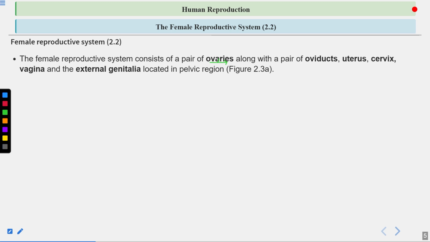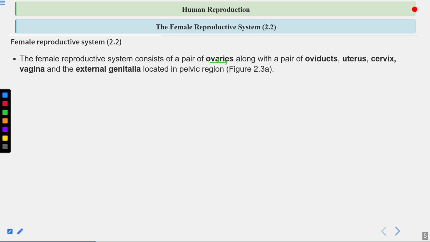Within the ovaries, the eggs are produced, or you can say the ovum is produced, by the process known as oogenesis. And hormones are also synthesized. These are known as ovarian hormones, because they are secreted by the ovaries. They are also known as steroid hormones because they are made up of steroid. The ovarian hormones which are steroid hormones are progesterone and estrogen.